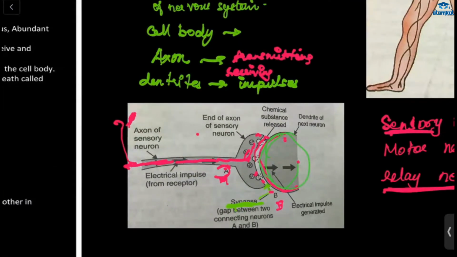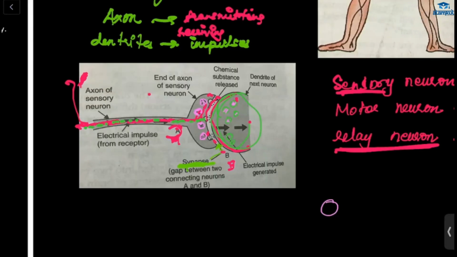From here, the electrical impulses will come. Can you show the synaptic vesicles? Okay, you need to see synaptic vesicle in the diagram. Here they have not drawn it, but I'll draw it. This pink dot is our neurotransmitter, and this is our vesicle. Here also you have. Okay, I'll draw it like this. Understood? Then which was the next question?